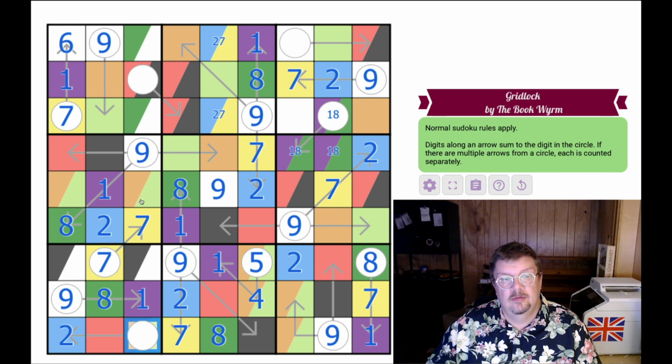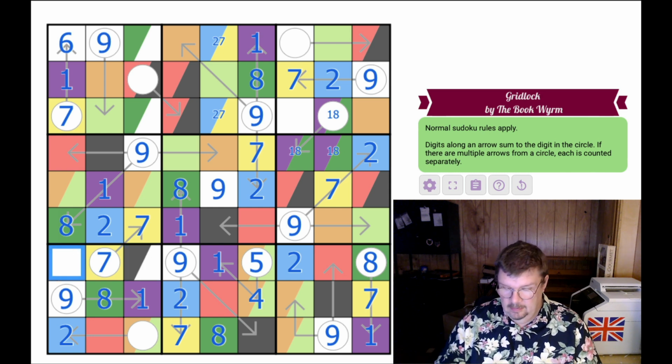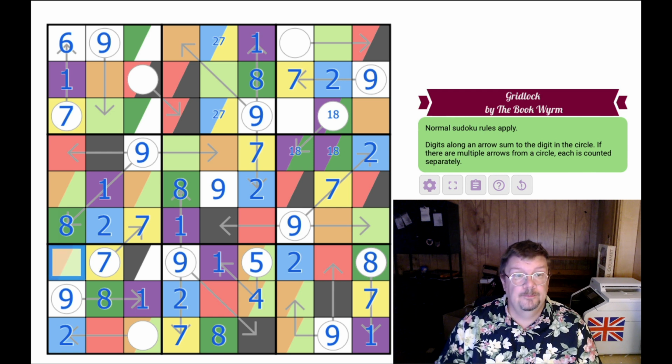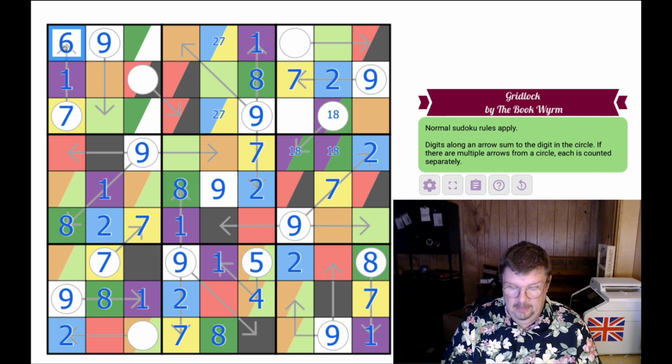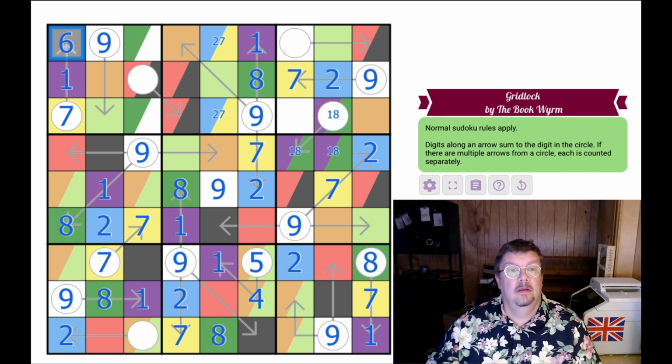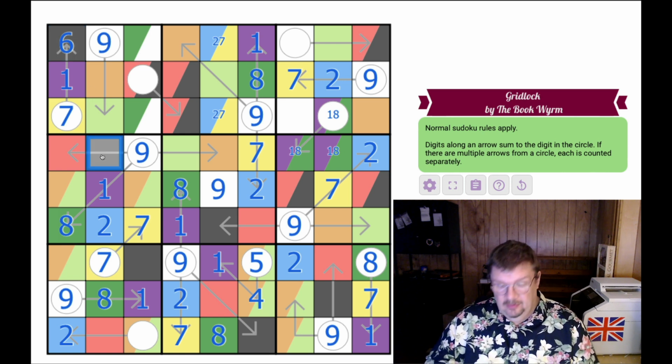That gives us our 2 orange greens in the column. So that can't be orange or green. This must be orange or green, making this black. Now this column is missing a black. So that must be black. Okay, so black's a 6.